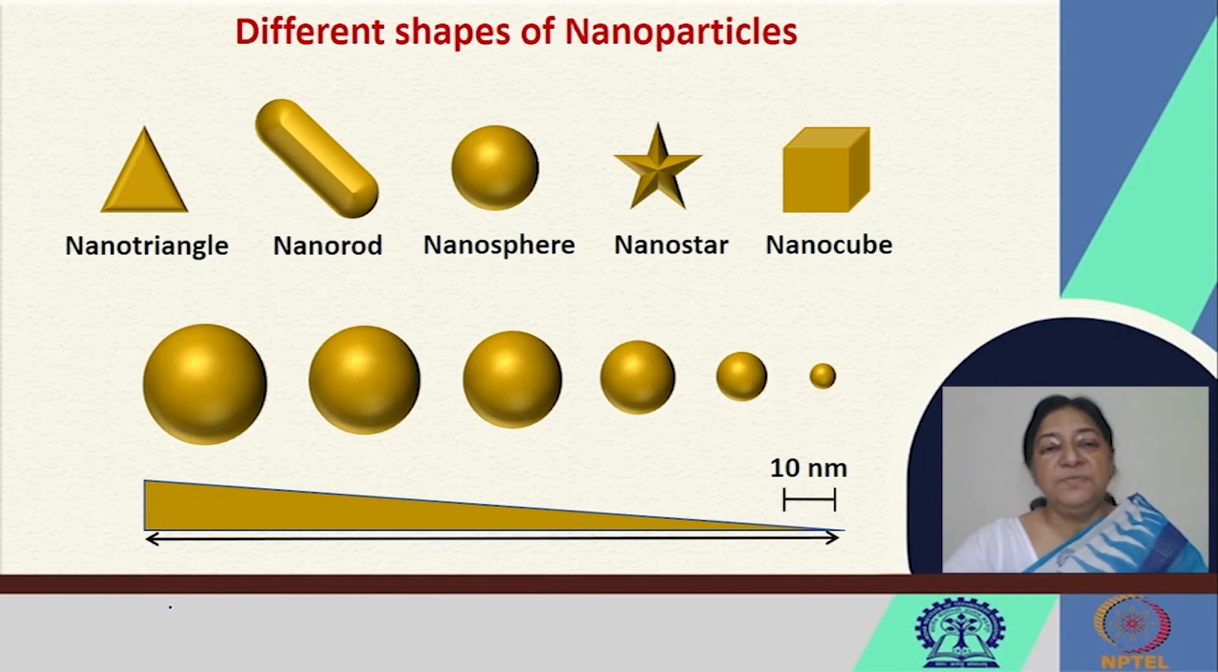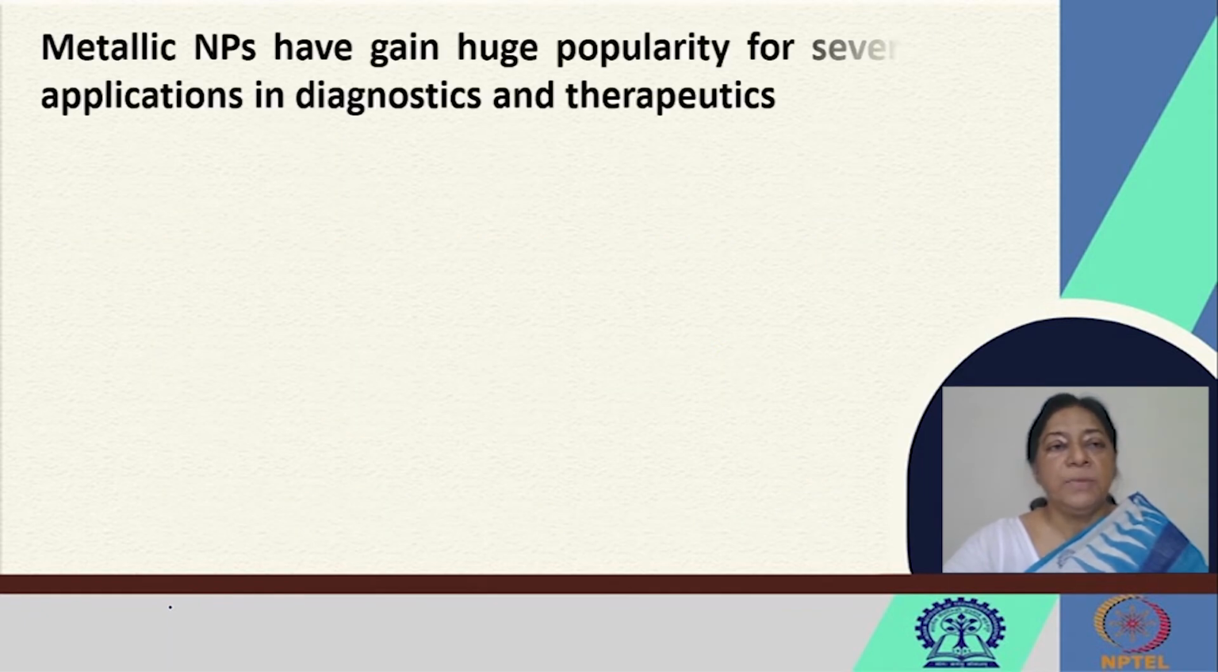So if we look at the different shapes of nanoparticles that are possible, we could have nanotriangles, rods, spheres, stars, even flowers, nanocubes, and so on and so forth. And depending upon the shapes and the sizes, they have different properties that can be exploited in various ways.